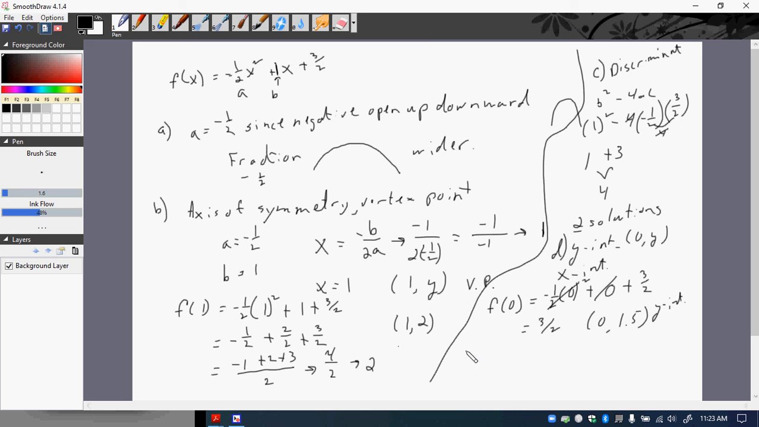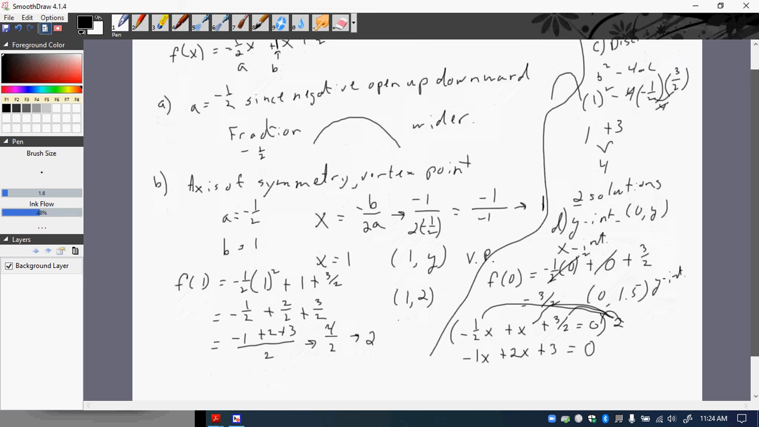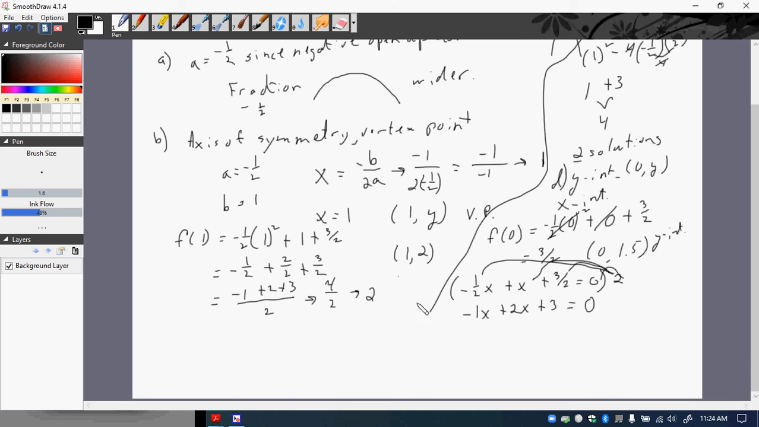The x-intercept's a little trickier. So I'm going to set that equal to 0. So negative 1/2 x squared plus x plus 3 halves equal to 0. Now we've used the quadratic formula, but I don't like halves in my quadratic formula. So I might just go ahead and multiply this whole thing by 2 because of the denominator. So 2 times the negative half is negative 1 x squared. 2 times the x is 2x. And 2 times the 3 halves is 3. And 2 times 0 is 0. So that's good. And sometimes it's easier to just factor than to use the quadratic formula.